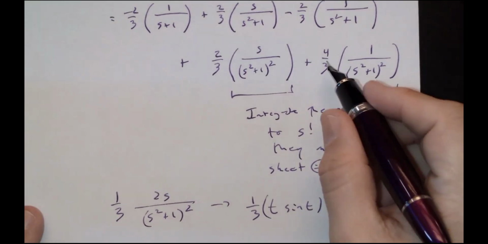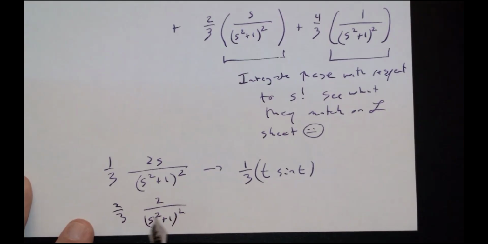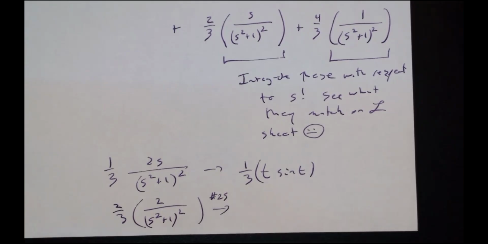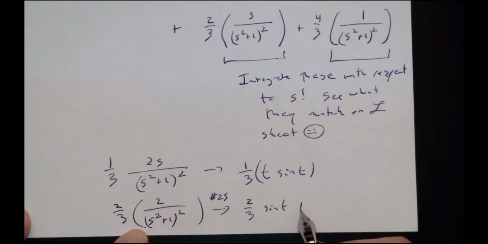So, we can bring that 4 in and I can get 2/3 times 2 over s squared plus 1 squared. And that's what formula is that? That's formula number 25. Write that down, number 25. I get 2/3 sine t plus t cosine t.